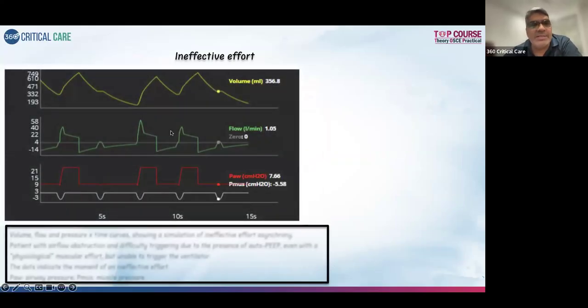All right, next is ineffective triggering. As the name suggests, it is ineffective. The patient keeps on breathing or sending a signal, but the ventilator doesn't recognize it. What else is happening in here? Can you see something there?